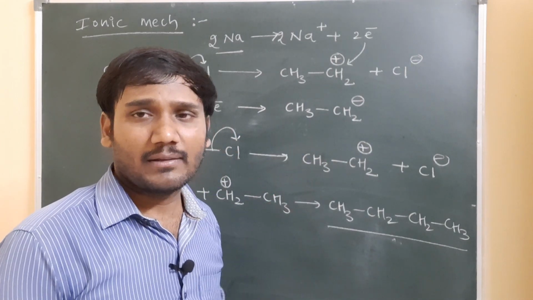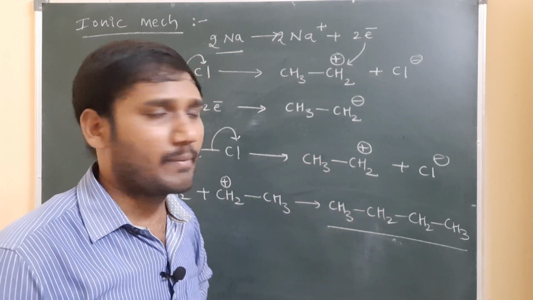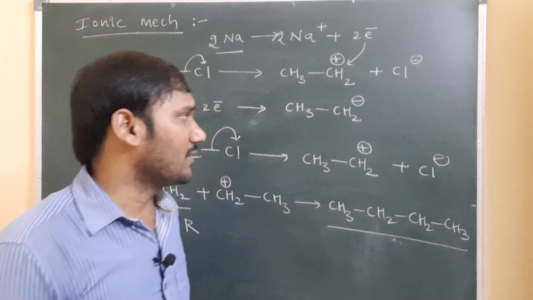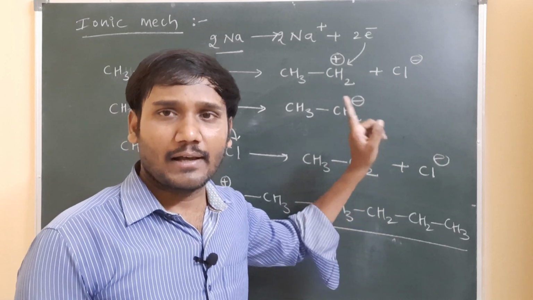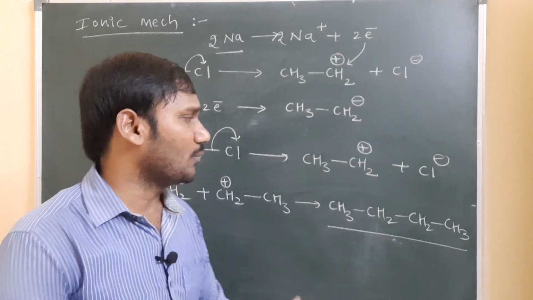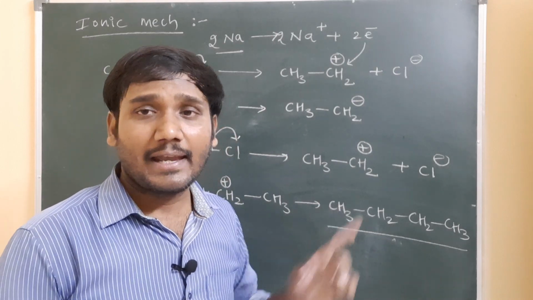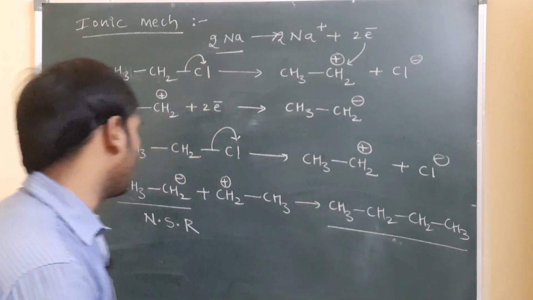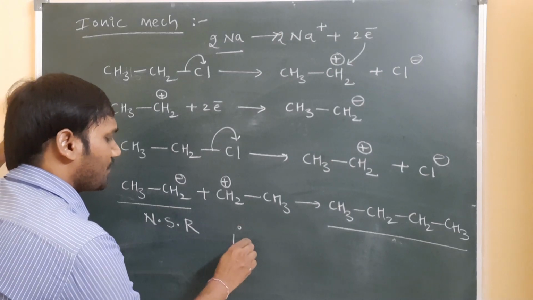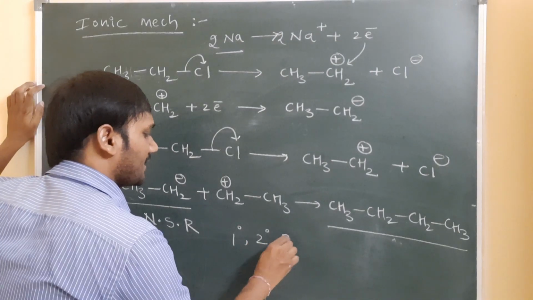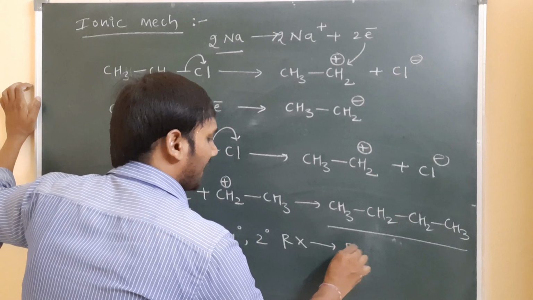Generally, the free radical mechanism is a more favorable method compared to the ionic mechanism, and in the free radical mechanism we will get the major product in the association process. In the dissociation process we cannot get the major product, because alkenes will be formed. So by using the Wurtz reaction we can convert primary alkyl halides and secondary alkyl halides to alkanes.